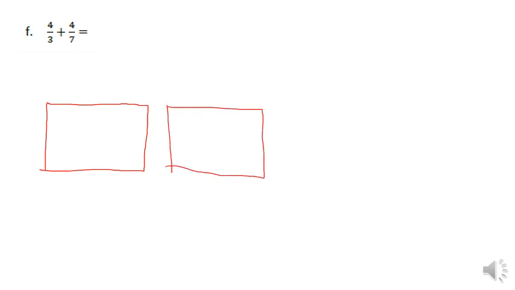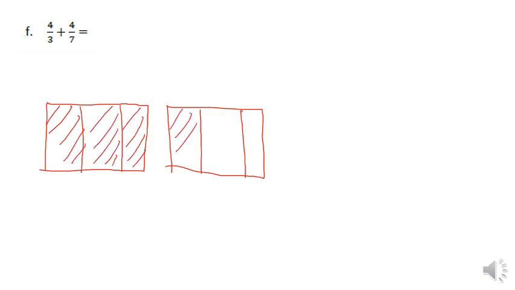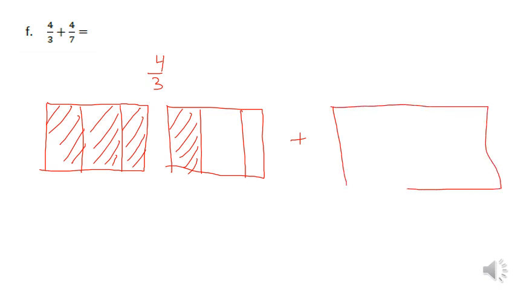Our last one is kind of unique because it says 4/3 plus 4/7. So in order to model 4/3, I know it's greater than 1 because the denominator is smaller than my numerator. So I'm going to have to draw 2 rectangles to represent 4/3. And I'm going to start by separating them into thirds. And I know this is 3/3. And one more would be 4/3. So this is representing 4/3.